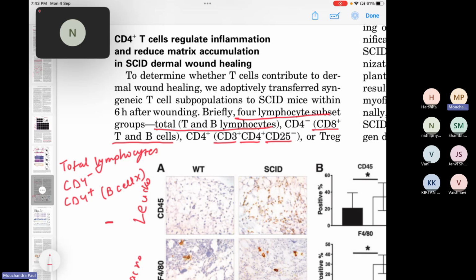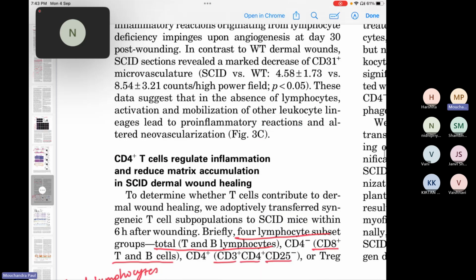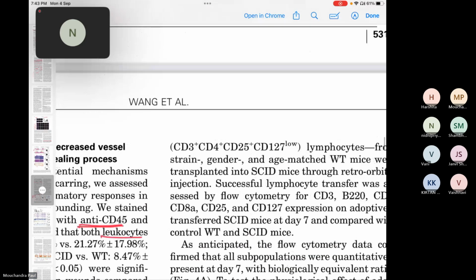That is why minus. And the next group is TREG, regulatory T cells, which have the regulatory function. So here CD3, CD4, CD25, and CD127. So these are the four groups of lymphocytes that they have isolated from wild type mice, which have the same gender, same age, and same strain as the skid mice.